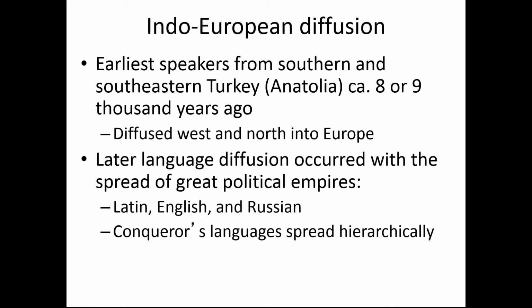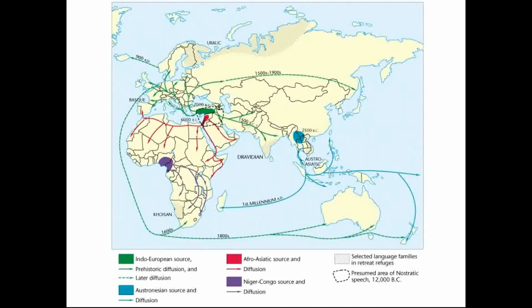So if we go back to our theories of movement from Anatolia, of course, our conquest theory is going to deal with it moving hierarchically. Our spread of agriculture theory is going to deal with it moving contagiously.